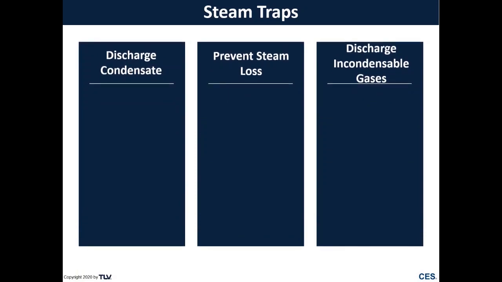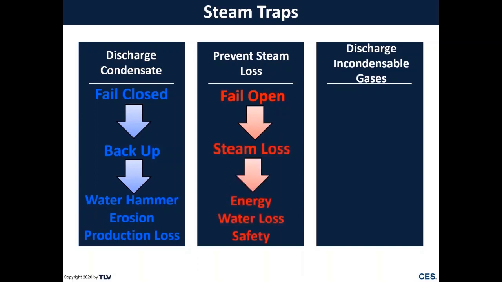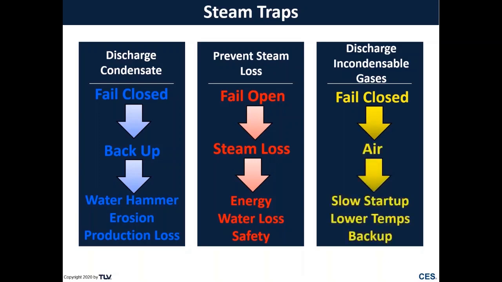So what happens when a steam trap fails? Well, if our steam trap fails closed, then we are backing up condensate and not able to get that condensate out of the system. That leads to problems such as water hammer, erosion, and production losses. Now, if our steam traps fail open, then we're going to have steam loss, which is going to be a waste of energy, as well as we're losing water and potentially creating a safety situation if that trap is discharging to atmosphere. We may also have problems with the trap failing closed due to incondensable gases such as air, where that's going to cause slower startup times, lower temperatures, and could cause condensate backup, which could create water hammer and production losses as well.